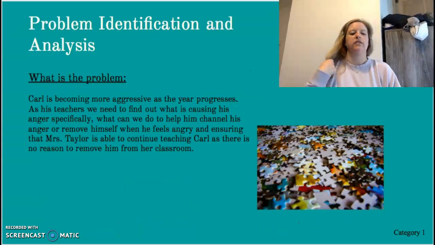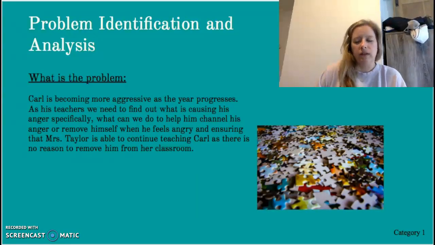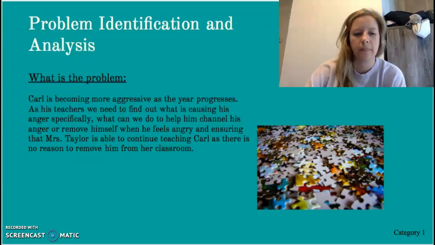So what's the problem specifically? The problem is that Carl is becoming much more aggressive as the year progresses, and with it only being 6 weeks into school, this is a major concern. He's channeling his anger inappropriately, and Ms. Taylor's very concerned about herself and her students and wants him removed from her class.